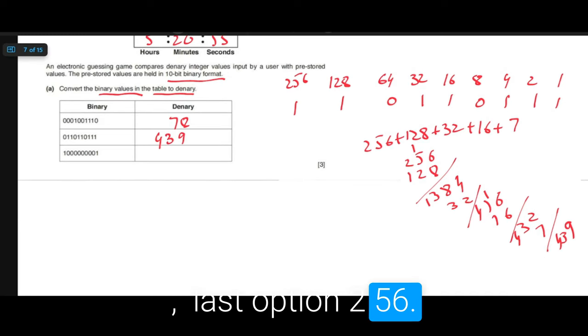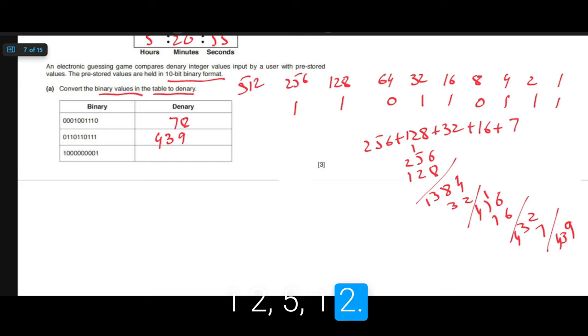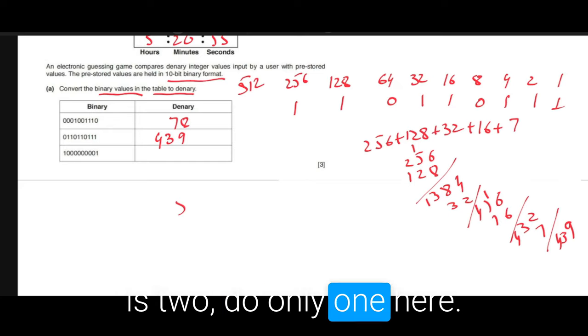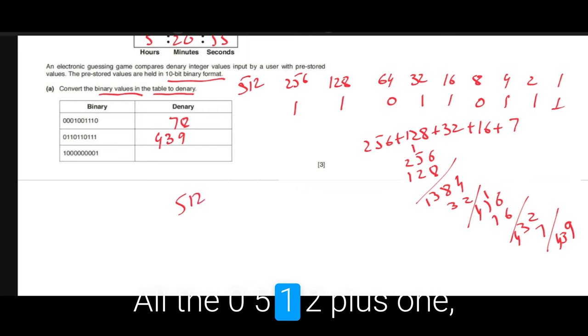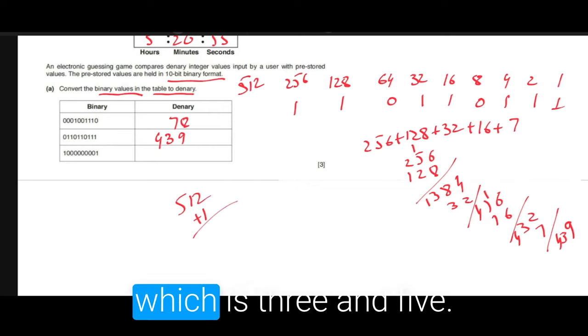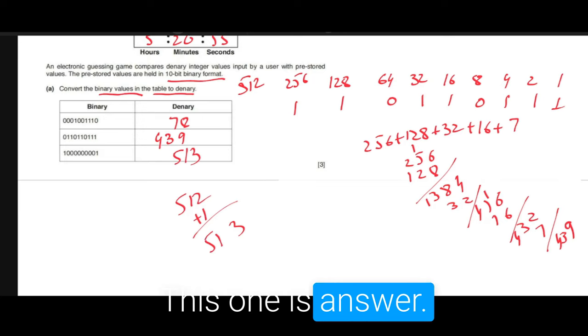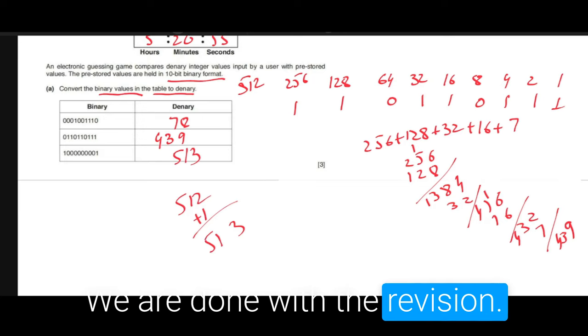Last option, 256, 512. So 512. We have 512 plus 1. 512, because this number is too large, so only 1 here. All the 0s, 512 plus 1, and 513 is the answer. This one is the answer. That's it. We are done with the revision. Bye.